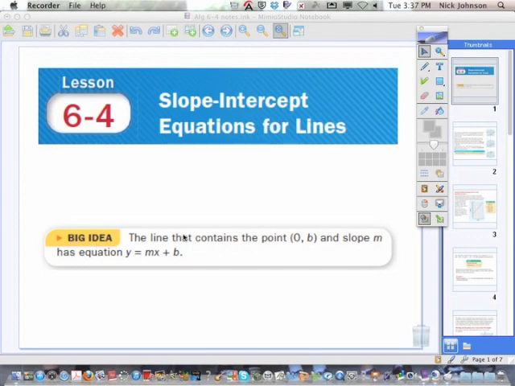So the big idea: the line that contains the point (0, b), where x is 0, and the slope m has an equation y equals mx plus b. So you put your slope where the m's at, you put your y-intercept where the b's at. Now obviously if your y-intercept is a -3, you wouldn't have plus a -3, you would just simply write -3. Okay?